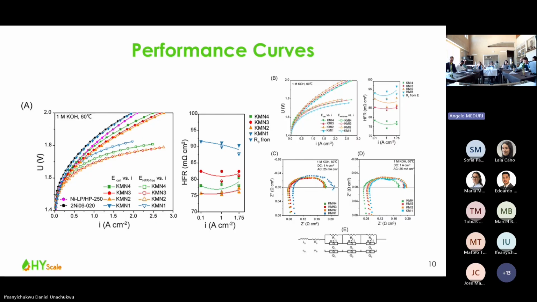And now the performance curves between these different knitted meshes. Without knitted mesh, there's the lowest performance, as shown here in black and purple. And the highest performance is for the intermediate porosity knitted meshes. That means there is a balance between the heat transfer, electronic conductivity, and also the porosity. And knitted meshes 2 and 3 show here the highest performance. And this will also be seen here in the impedance spectroscopy.